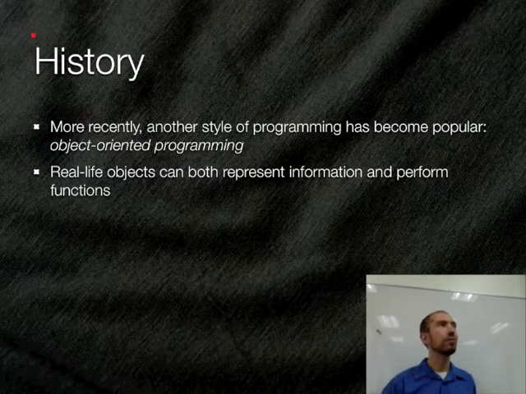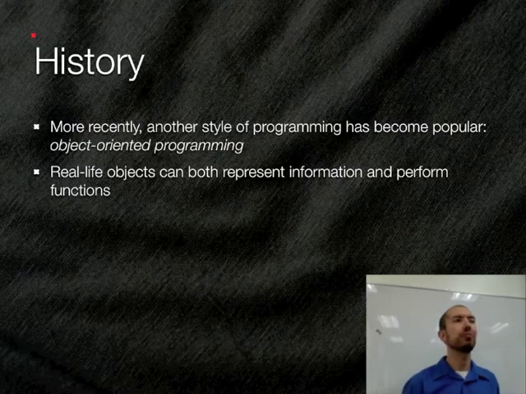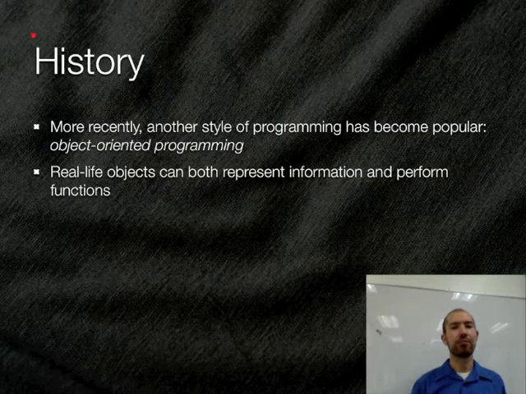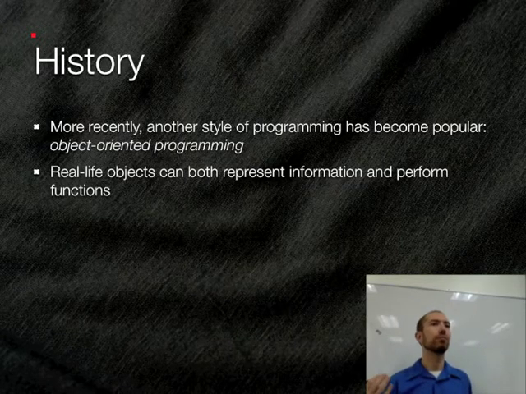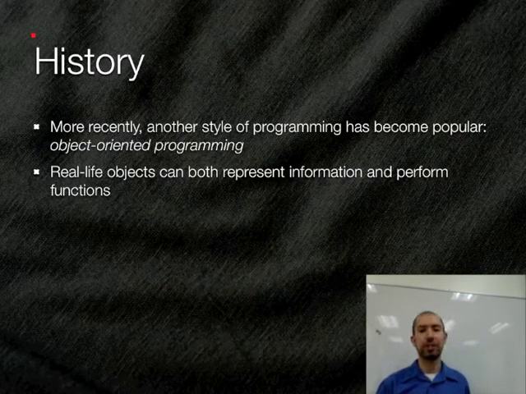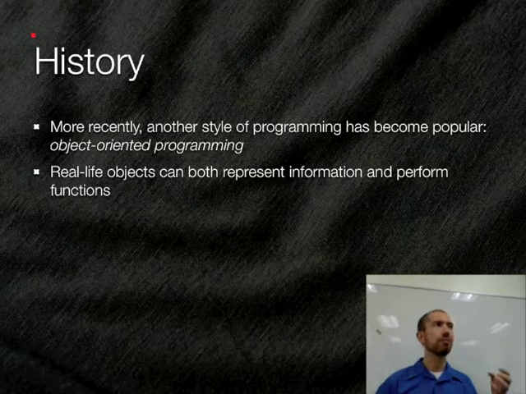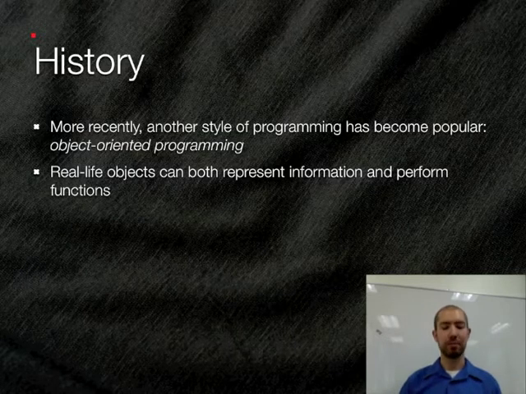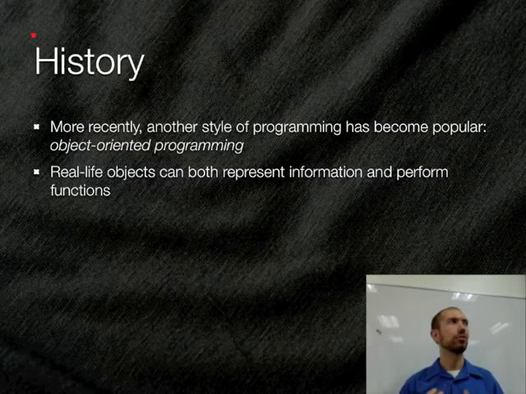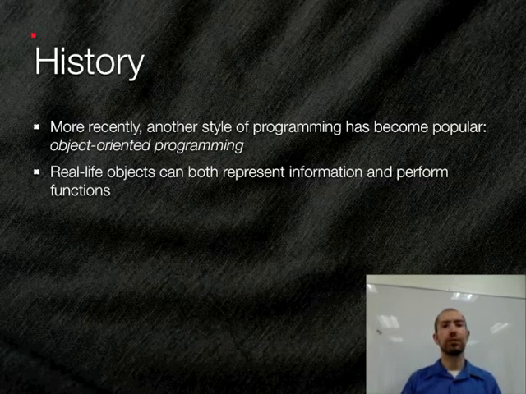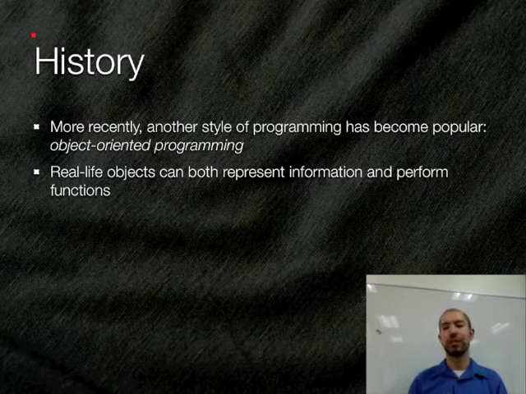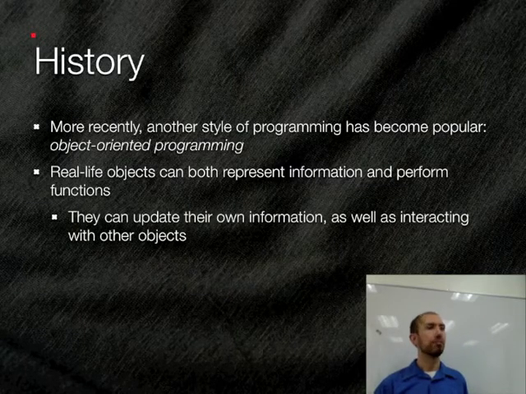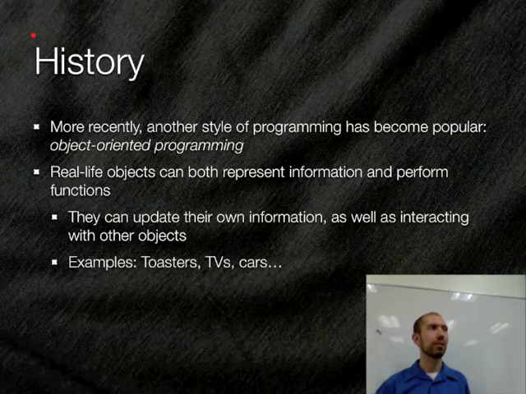It's called object-oriented programming because the idea is to write code that mimics the behavior of real-life objects. If you think about real-life objects, or at least a lot of them, most objects can both do things and have information, right? An object that you think about in the world has certain informational properties that you could represent with variables or numbers, but it can also do stuff, right? So they can update their own information, and they can interact with other objects.